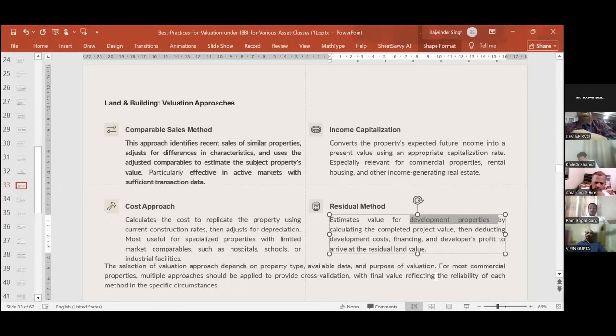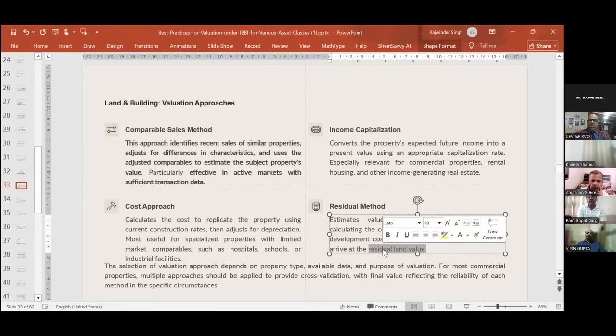So at the time of valuation, it is only the land which is available. But then from the architectural drawings, and other times you may have to calculate the future value of the property. From that you will deduct the cost which is involved, and from there you have to deduct the development cost, cost of financing, and developer's profit to arrive at the residual land value.